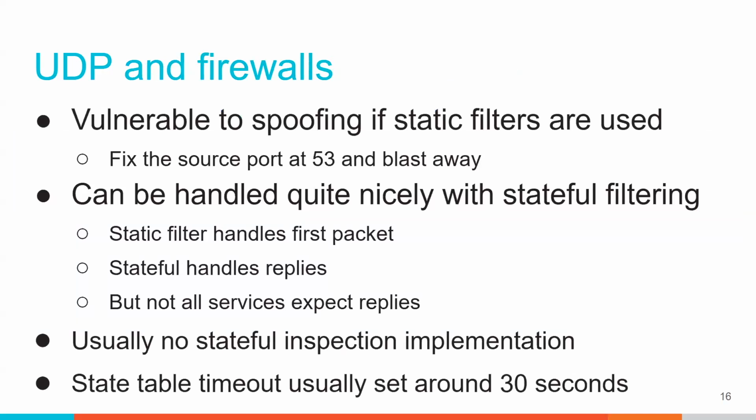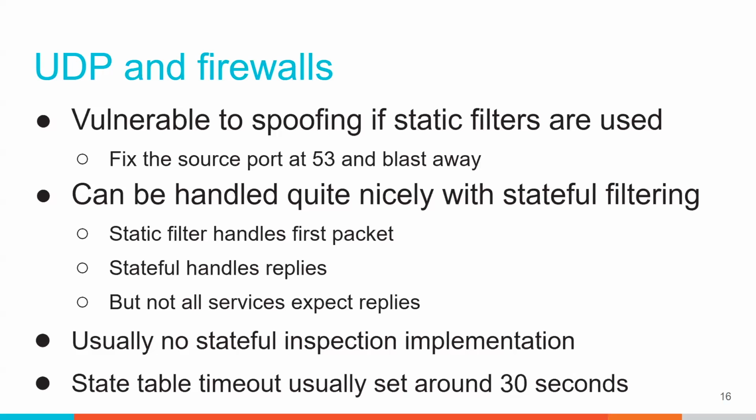Cool. So yeah, UDP and firewalls. One of the biggest problems we used to have was that DNS used a fixed source port of 53 between servers. So the source port would be 53, the destination port would be 53, and they had to change the DNS software and the RFCs to fix that one.